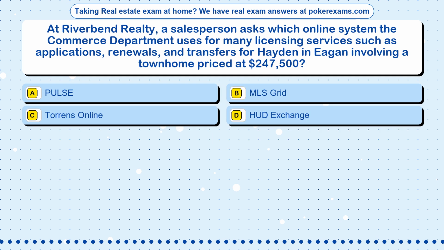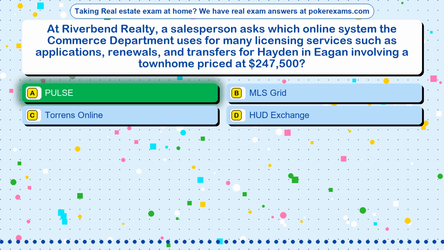Question 69. At Riverbend Realty, a salesperson asks which online system the Commerce Department uses for many licensing services such as applications, renewals, and transfers for Hayden and Egan involving a townhome priced at $247,500. Option A. Pulse. Option B. MLS Grid. Option C. Torrens Online. Option D. HUD Exchange.